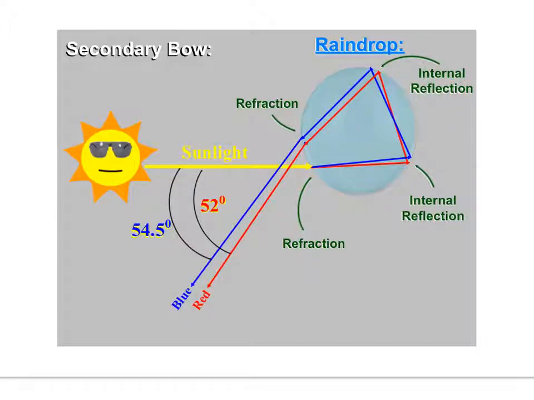Now, if you're feeling a little confused or overwhelmed by all this flipping and bouncing, well, don't. The real big takeaway here is not about 52 degrees or 54.5 degrees or 40 or 42 degrees, but instead it's what's happening when waves strike the boundary between one medium and another. Here, the light passes from air into the raindrop. That's refraction. We're going to get a change in speed when the light changes medium.